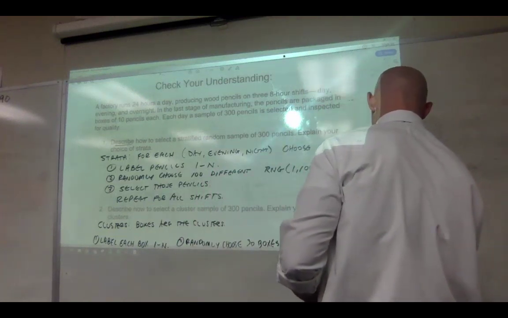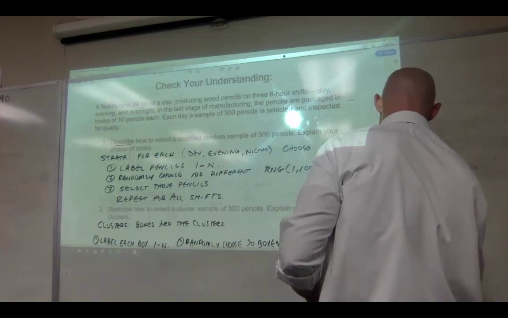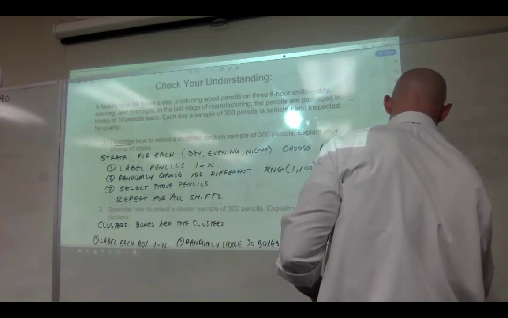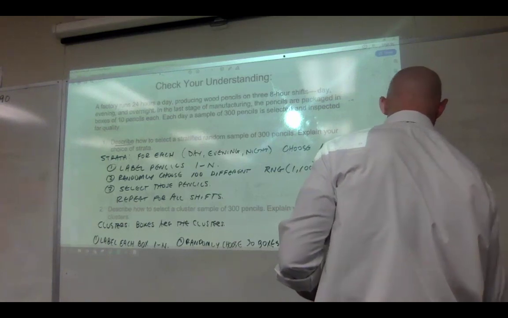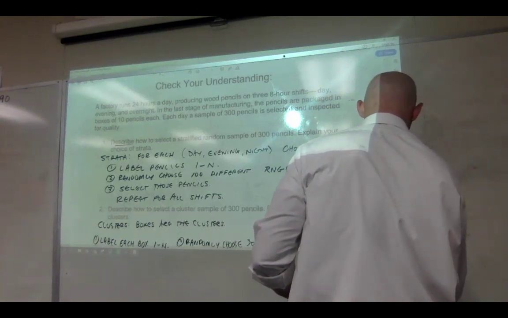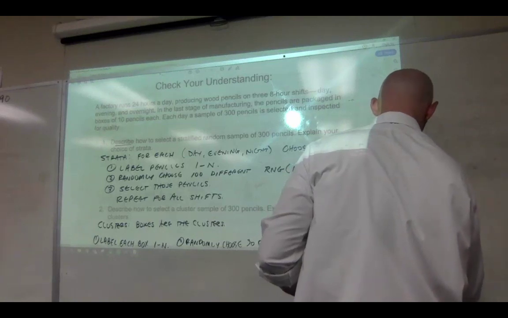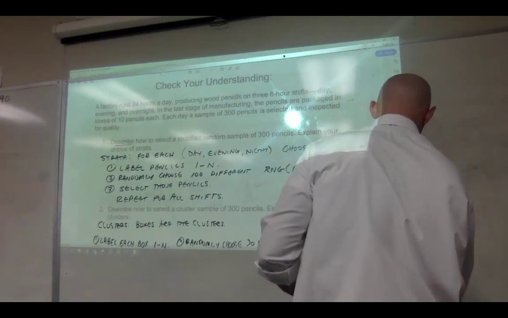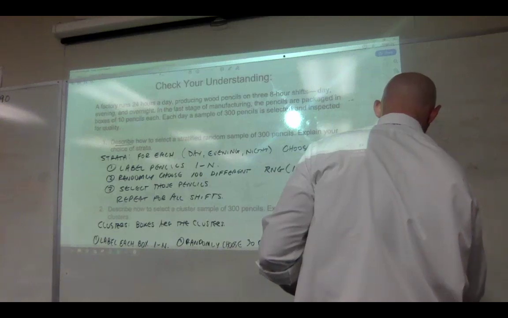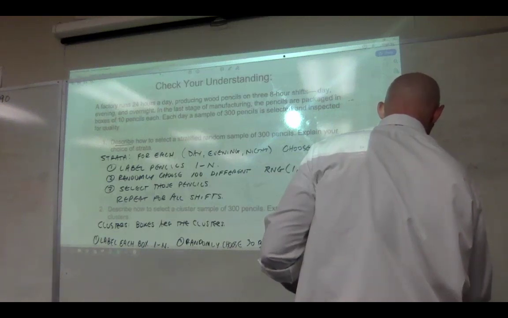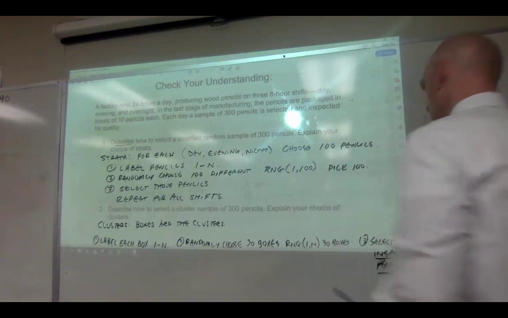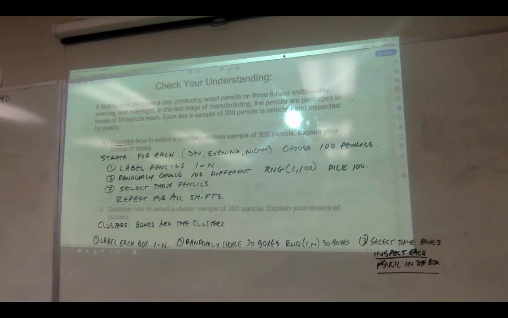Three, select those boxes. Here's the key. You ready? This is the difference in cluster sampling. I randomly select those boxes. I then examine each pencil in those boxes. That's the difference in cluster sampling.